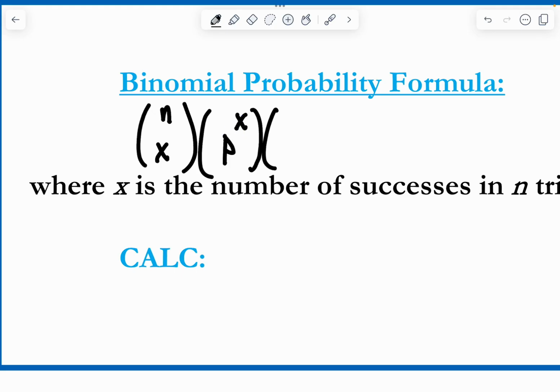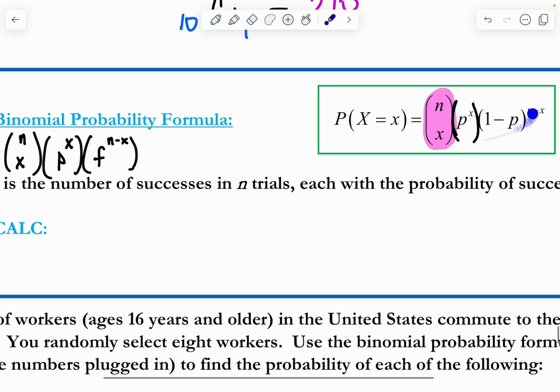The third parenthesis looks at our failures. So if it's an 80% chance of success, then it's a 20% chance of failure. Remember, these two probabilities should add to 1. And then how many failures there are is the difference between the total and how many successes there are. So if we just subtract n minus x, we'll get the number of failures. And we would type each of these into our calculator and multiply them all together and get our final answer. And that's what this old school formula looks like.